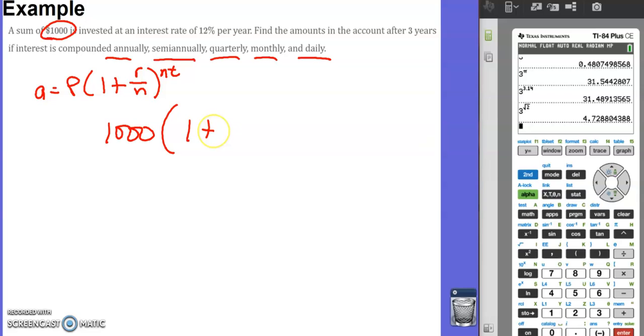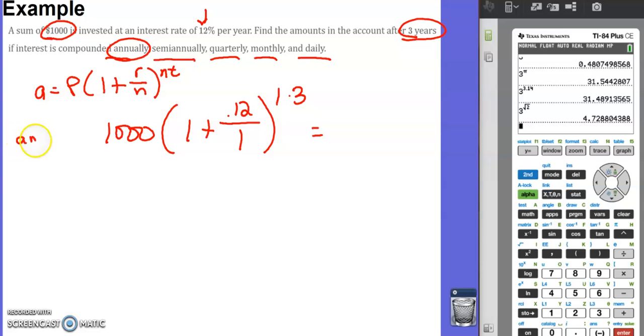So 1 plus, and the interest rate is 12% per year, which is phenomenal this day and age. So that's a really good interest rate. So that's going to be 0.12. Remember, enter that as a decimal. And then notice the first thing I want to do is annually, so it's just done once a year. And again, times the number of years, which is 3. So that's what's happening on the annual.